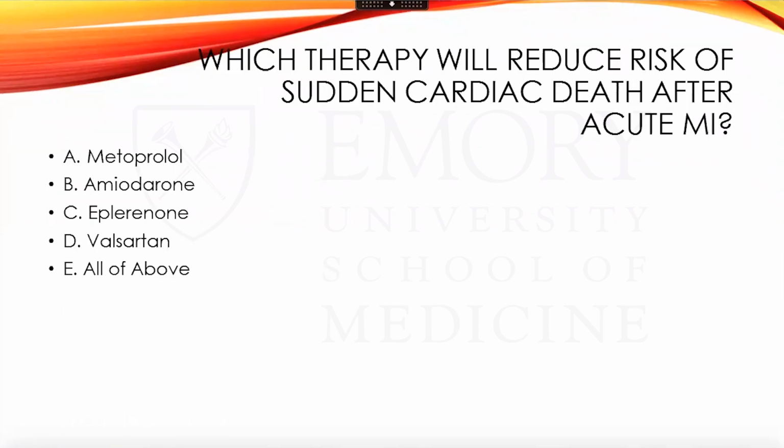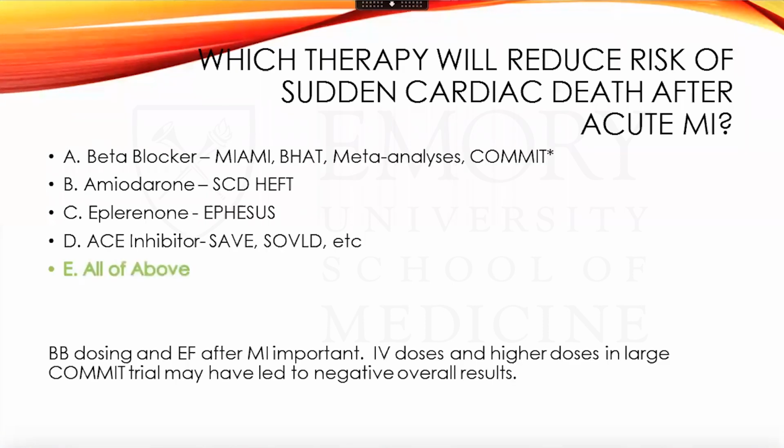All right, so let's talk about medical therapy for VT here. So here's a quick question. Which therapy here is going to reduce your risk of sudden cardiac death after acute MI? And you have basically all the heavy hitters, right? All the things that we might think of using after MI: metoprolol, valsartan, beta blocker A or B there, eplerenone, and amiodarone. Generally speaking, test taking is going to tell you that this is probably going to be all of the above, and that is the answer here.